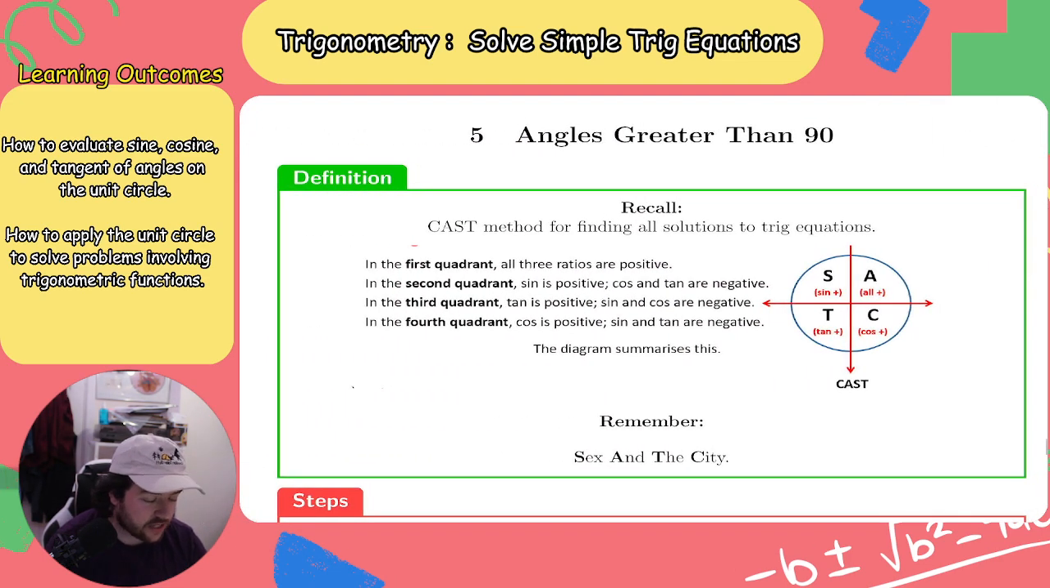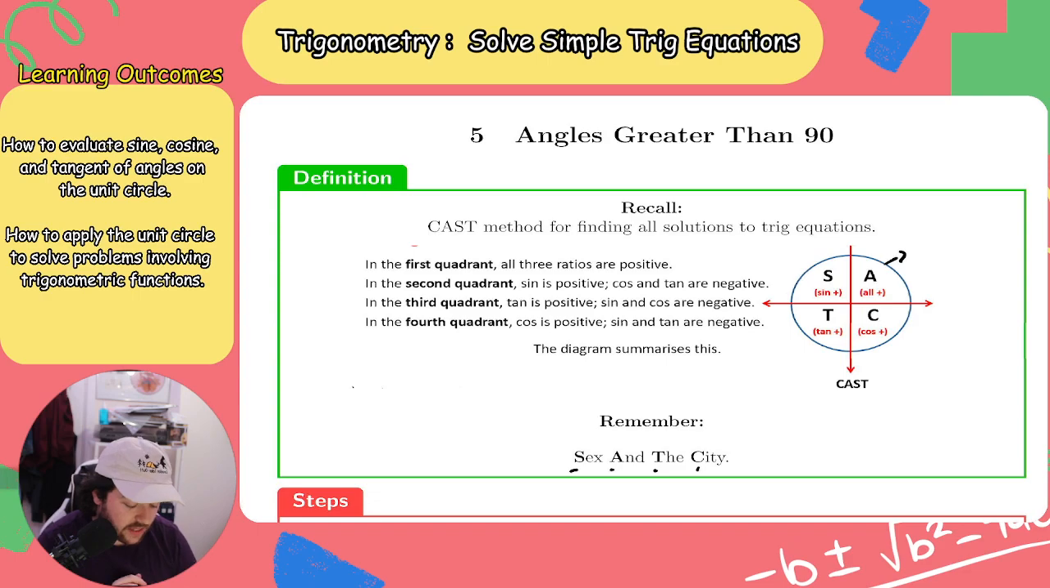For angles greater than 90 degrees, we have to use our unit circle or our CAST method. This is key information you need to know. Remember, sex and the city. In my first quadrant between 0 and 90 degrees, my ratios are positive. That's the realm we've been working in at junior cycle. But in senior cycle, we are working in the other three quadrants. So sine is positive in the second quadrant, tan is positive in the third quadrant, and cosine is positive in the fourth quadrant.